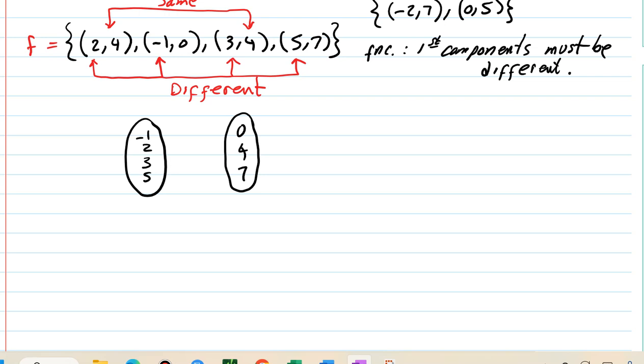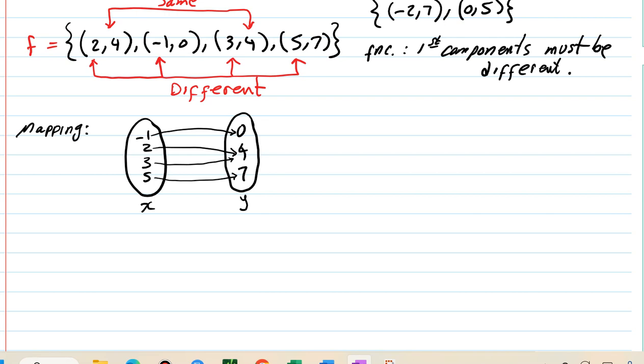Now, I actually draw an arrow coming out of the first oval that you see. Call these the x values, and the second numbers, we're going to call those for now the y values. So if I draw arrows coming out of the set of x to the set of y, then -1 would correspond to 0, right? And 2 corresponds to 4, as well as 3 corresponding to 4. And then 5, of course, corresponds to 7. So this is what we call the mapping from one set onto another set.